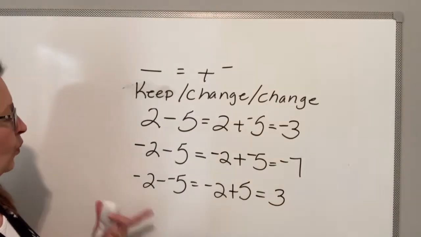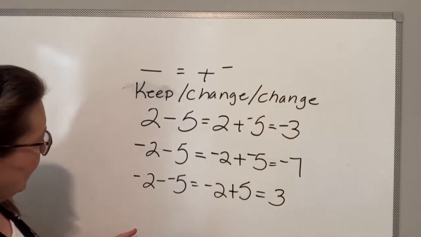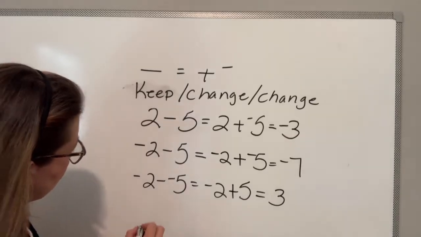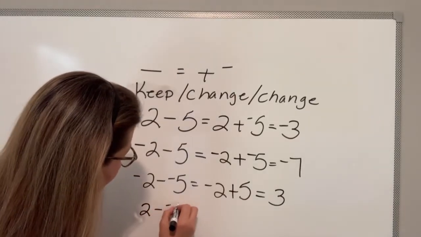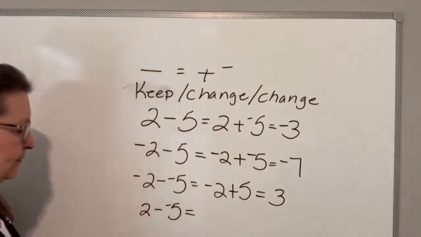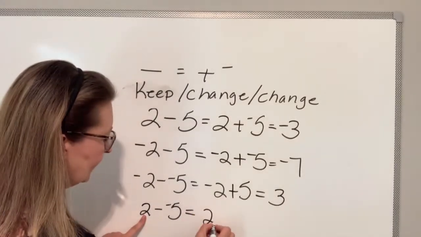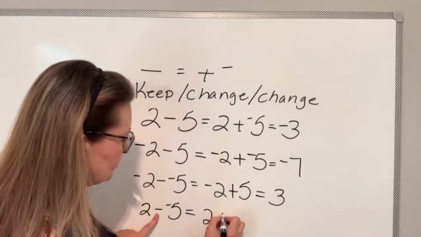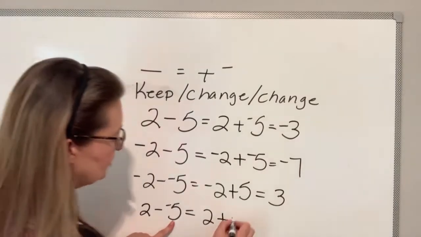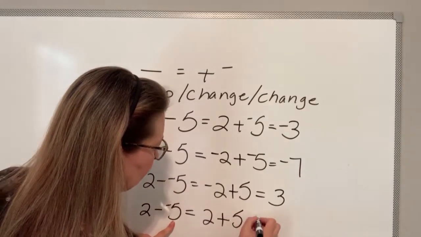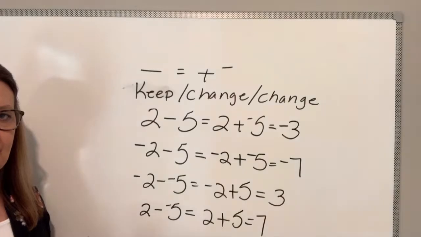Okay? One more example. What if I have 2 minus negative 5? All right? Keep the 2 like it is. Change this to a plus. Change this to the opposite of what it used to be. Okay? I covered pretty thoroughly how to deal with 2 numbers at a time.